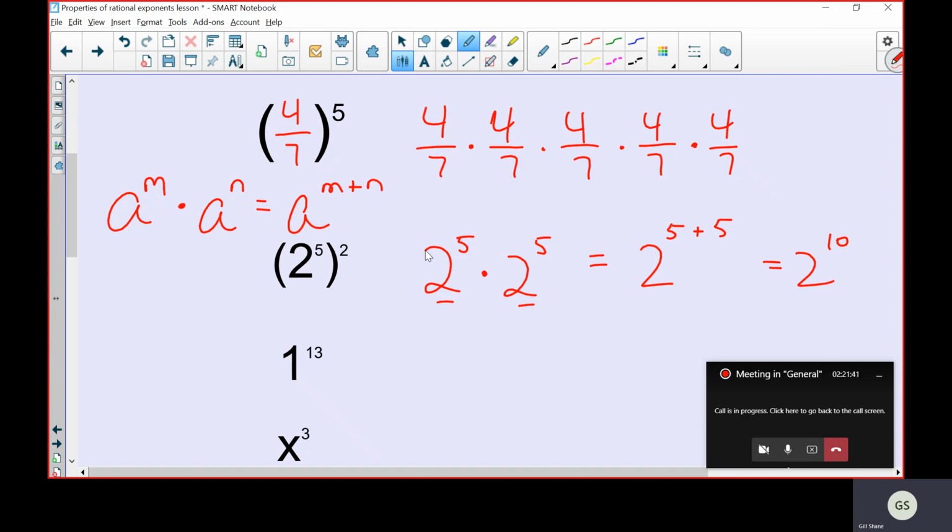Well, that's what we did, 2 to the power of 5 2 times. But there's another rule that we could have actually just used at the very beginning.